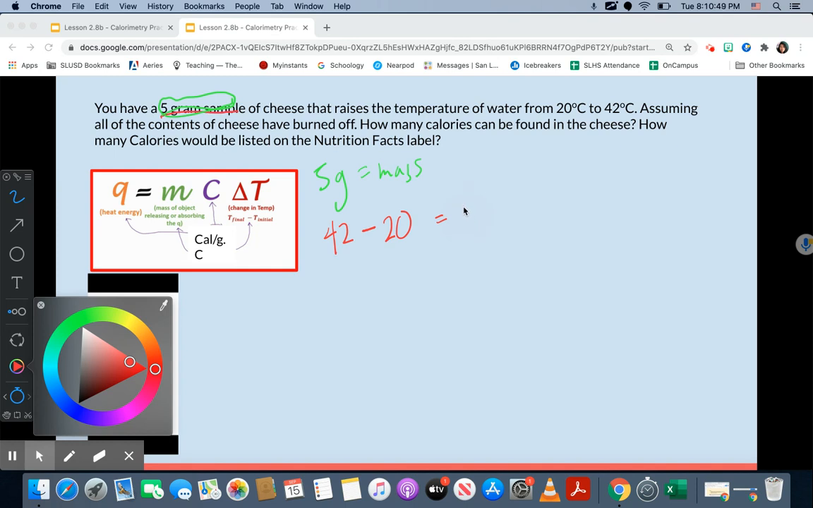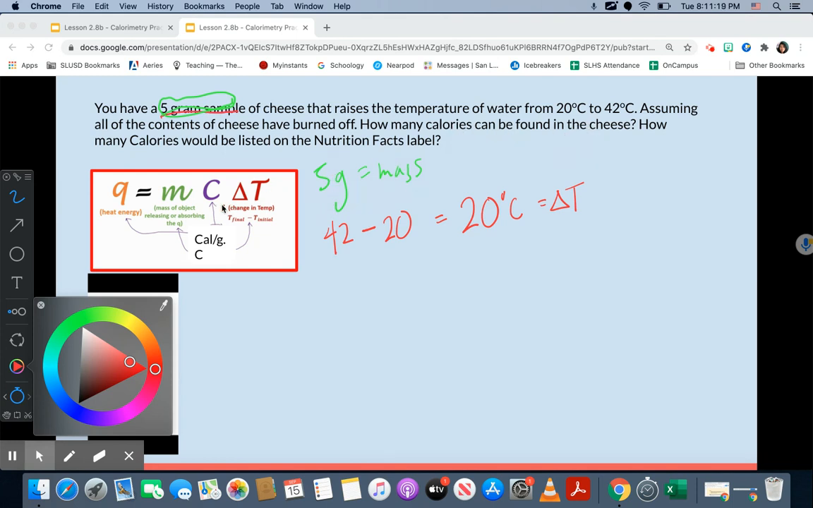So 42 minus 20 is going to be 20. So my temperature change is going to be 20 degrees Celsius, right? Assuming all of the contents of the cheese have burned off. So there's none of the cheese left, all of it burned off, all 5 grams. So we don't need to do anything with this in this case. How many calories can be found in the cheese, right?